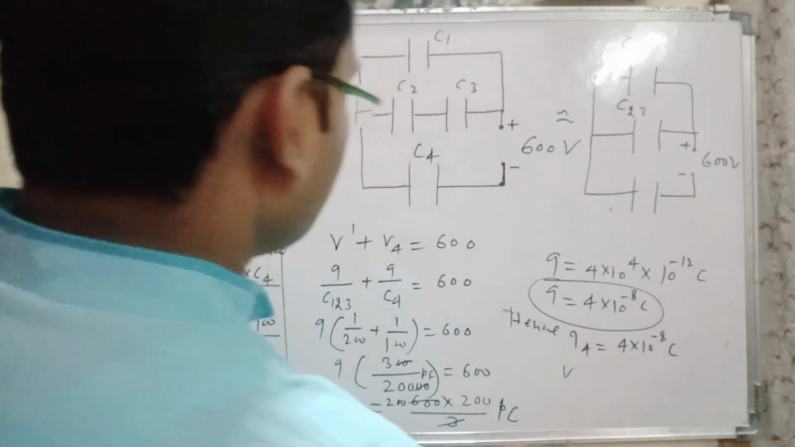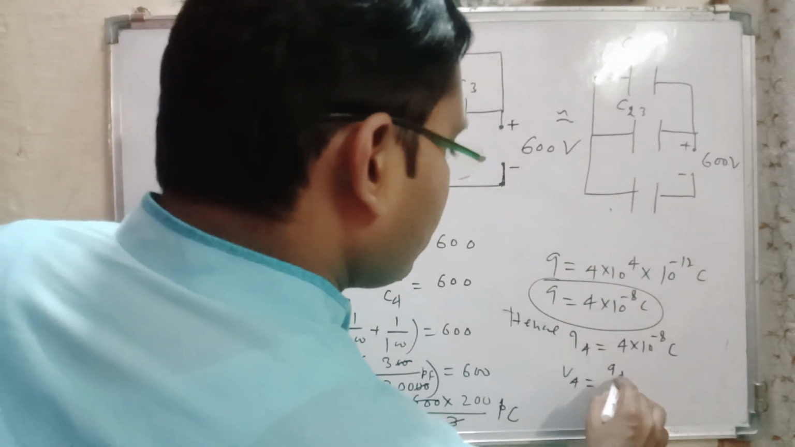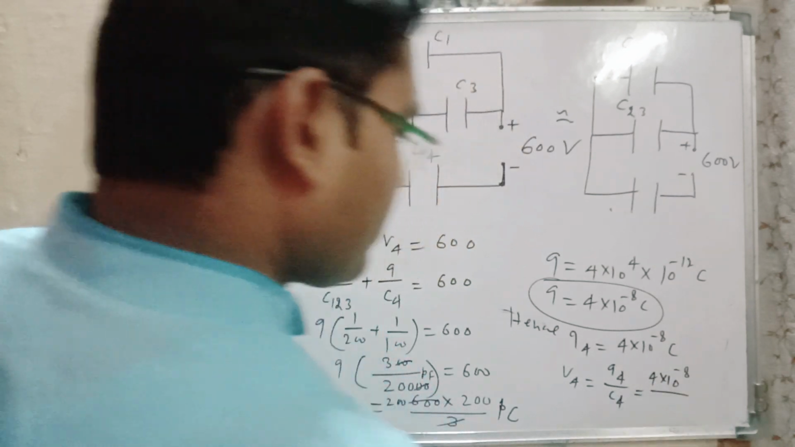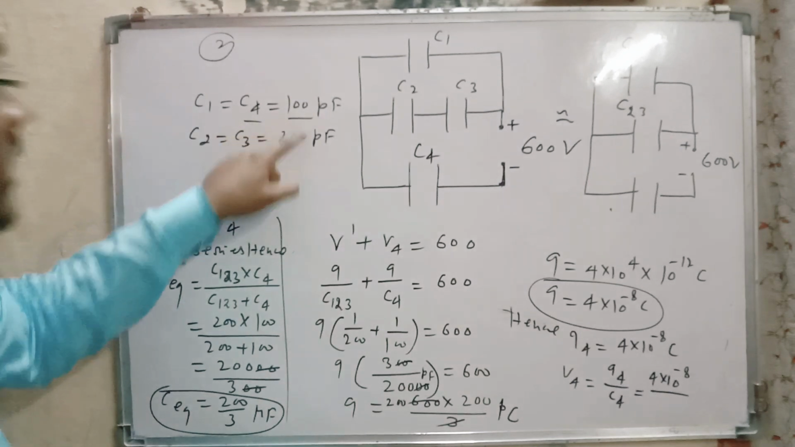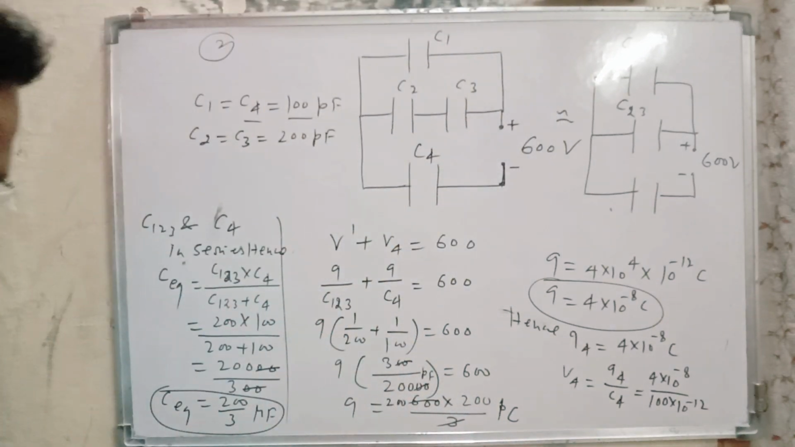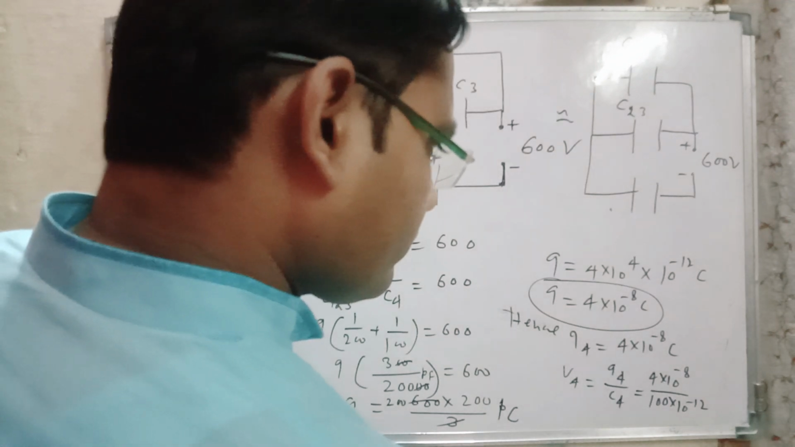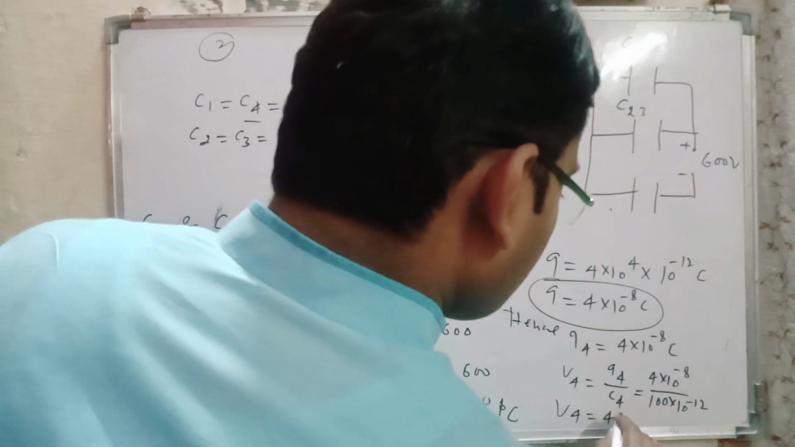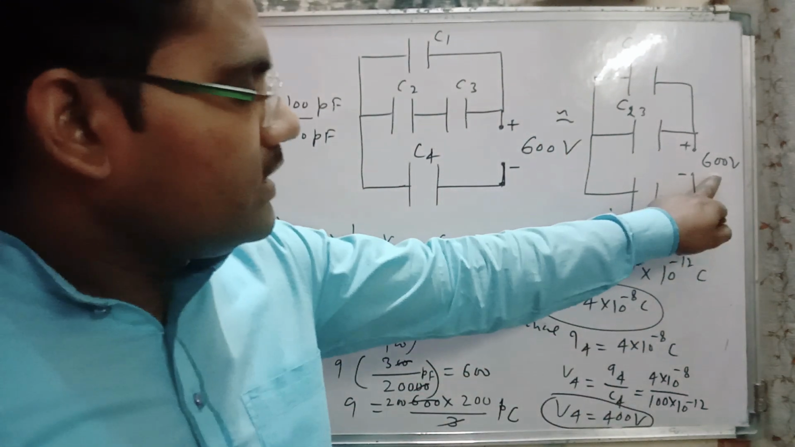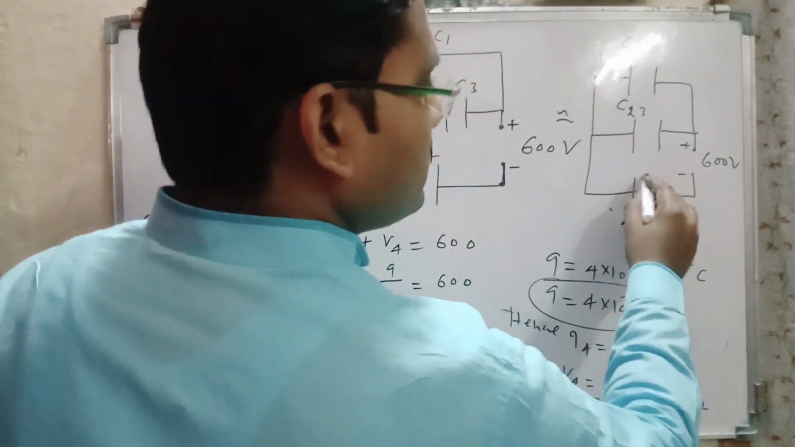And here we have to find the V4. That means Q4 divided by C4. Q4 is 4 into 10 to the power minus 8, and C4 is equal to 100 picofarad. Here 100 into 10 to the power minus 12, and we found the result here. V4 is equal to 400 volt. That means here 600 volt and here 400 volt in C4.